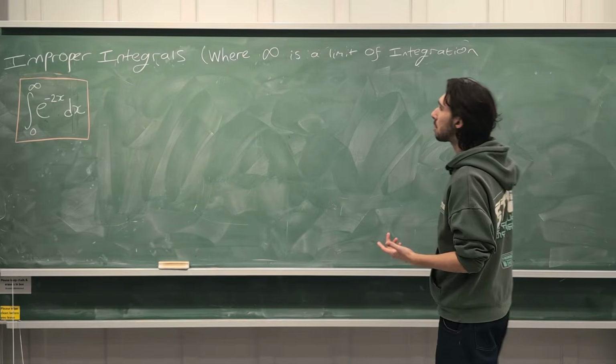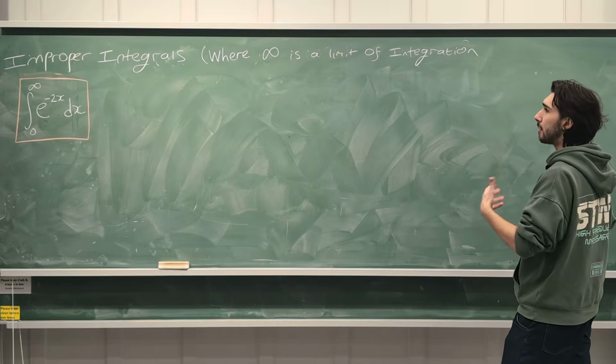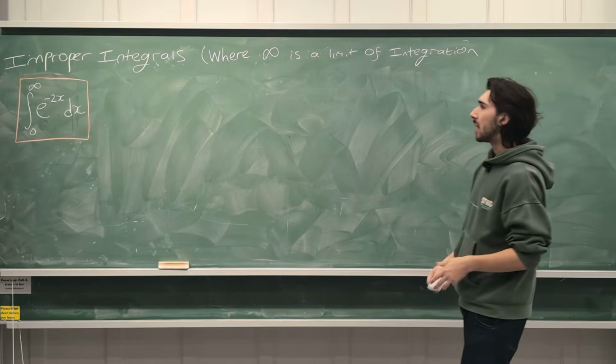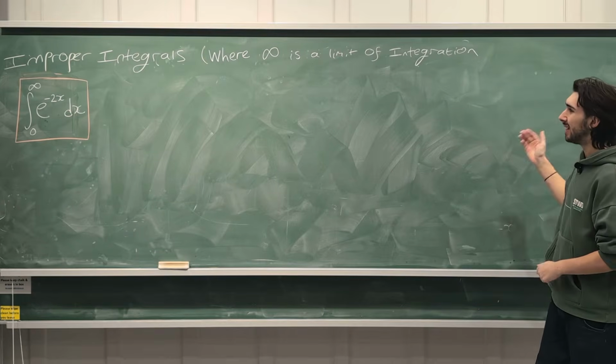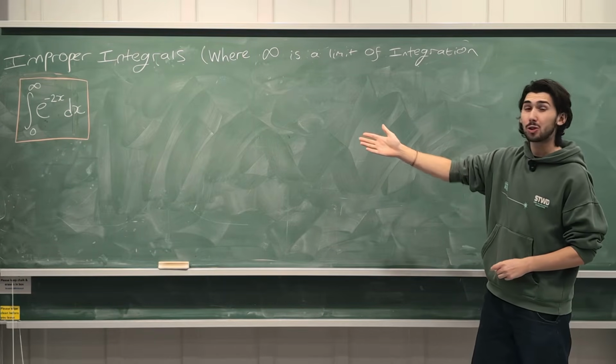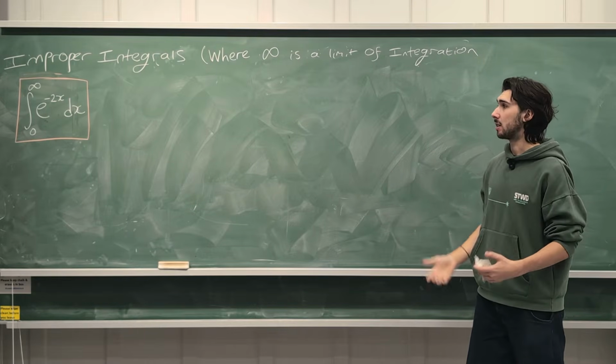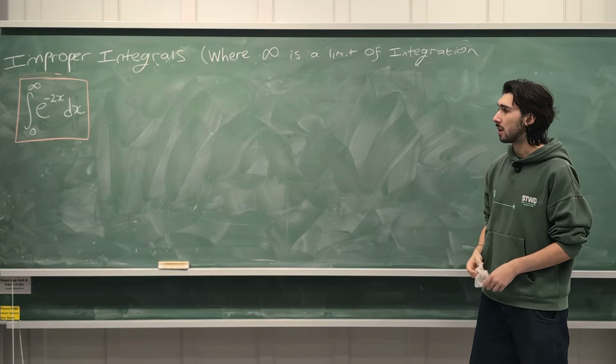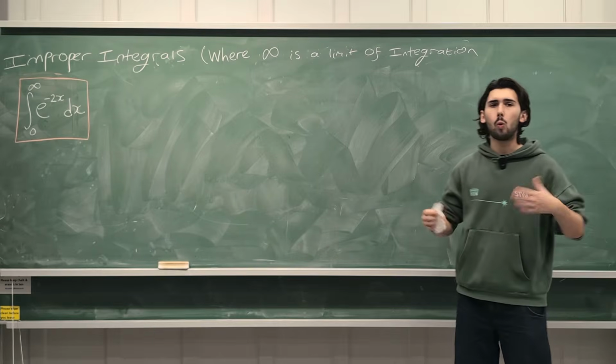In this video we're looking at something called an improper integral, the idea of improper integrals. And in this case, where infinity is a limit of integration. So we're looking at this question right here, the integral from 0 to infinity of e to the minus 2x with respect to x. The natural question is, what on earth? Wait a second.